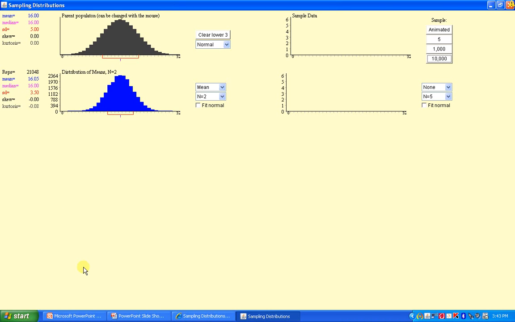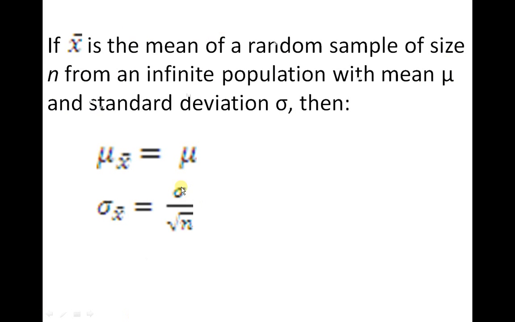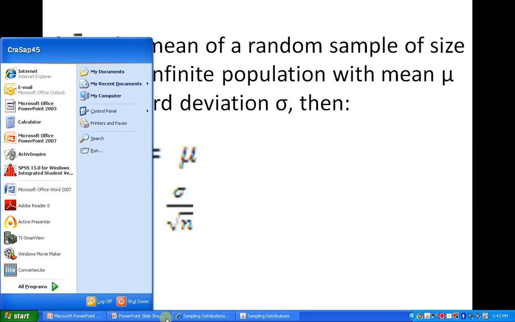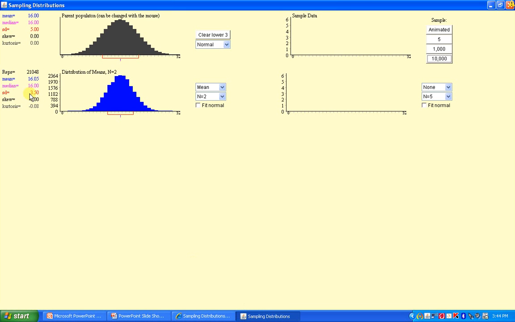So if you go back to this, this is the formula for that. If you take 5, the standard deviation of the population, and divide it by the square root of n, where little n is your sample size. It's not how many times you've done it or completed the simulation. It's your sample size. So in this case, it's 2. So if you do 5 divided by the square root of 2, you're going to get around 3.5. Okay, so that's what the formulas are talking about.